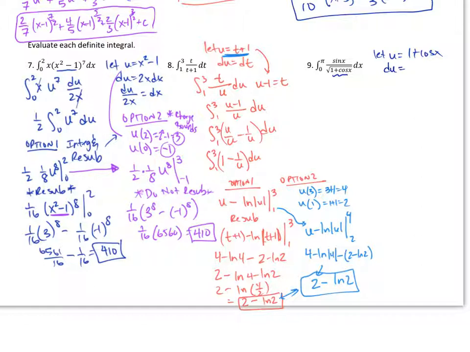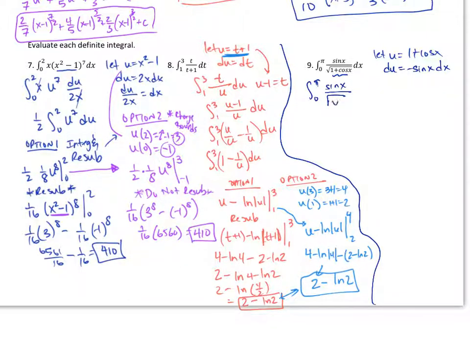So let's take the derivative: du equals negative sine x dx. And let's make our substitution. So the integral, I'm going to draw a line here so we know which problem's what. The integral from 0 to pi, and this will be sine x over root u times du over negative sine x, which is what dx is. These will reduce, and so you're just left with negative integral from 0 to pi of 1 over root u du.